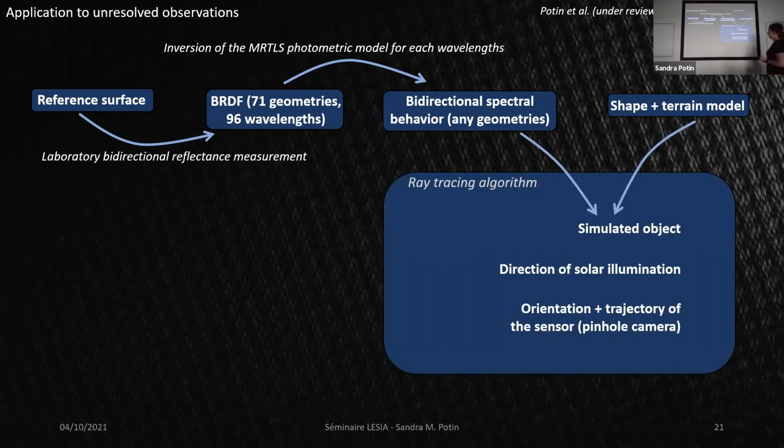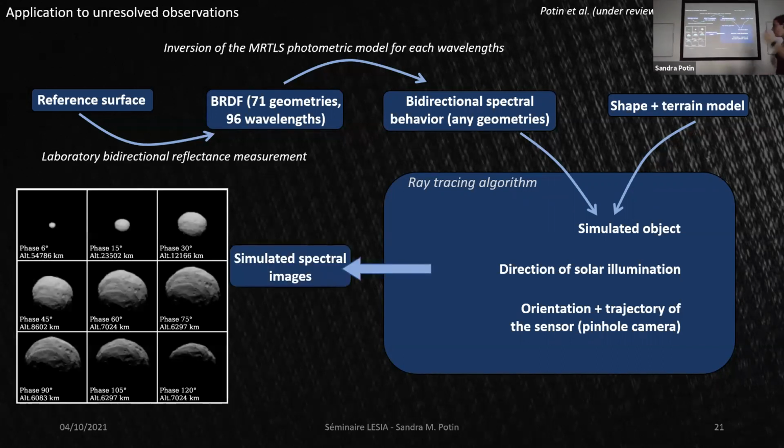We put this simulated object in a ray tracing algorithm. We set the direction of illumination. We set the position of the observer. Here we take a pinhole camera. In the algorithm, we send a lot of light rays on it. The light will be scattered by the surface following the spectral behavior that we defined earlier. And the light will be caught by the observer, and we end up with spectral images of our object, our simulation. It's only on the computer. These are not real observations, it's a simulation of observations.